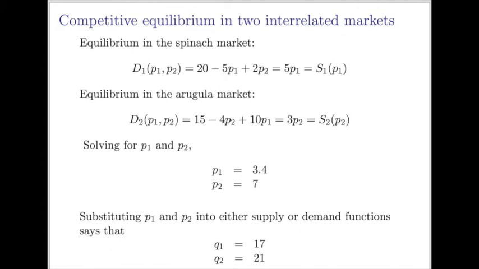So what you can do then is substitute P1 and P2 back into either the supply or demand functions in order to solve for the quantities. So if we put 3.4 back into the supply function, 5 times 3.4, well, we got 17 as our quantity of spinach. And we plug this back in here, and the quantity of arugula is 3 times 7, which is the price of arugula, and so therefore we have 21 as the quantity of arugula in equilibrium. Right, so now we've solved for the equilibrium in both of these markets simultaneously.